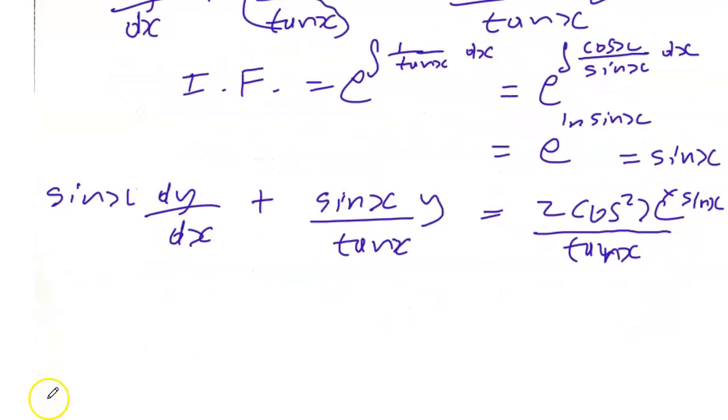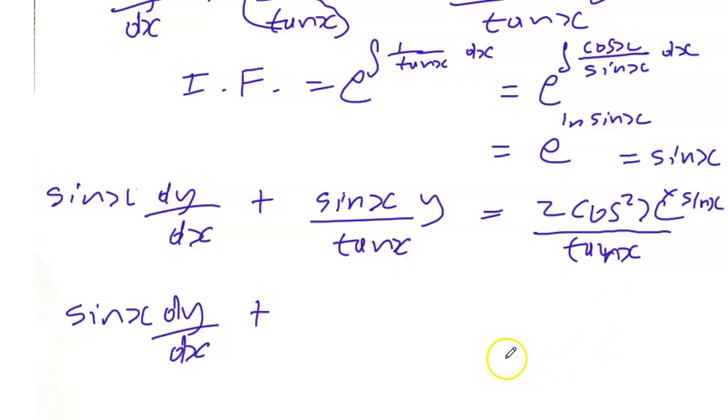Can I simplify this? Let's try and simplify this. So this is actually sin x dy by dx plus, now what is sin x divided by tan x? Now sin x divided by tan x, remember tan x is sin over cos, so it's actually sin x times the reciprocal of sin over cos, that's cos over sin.